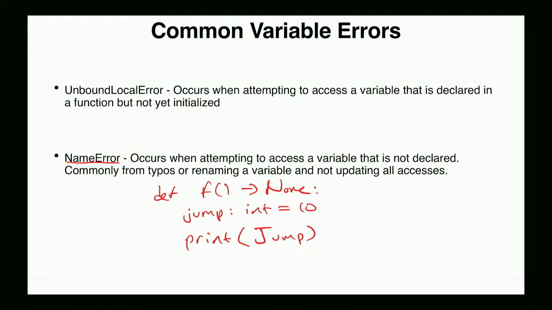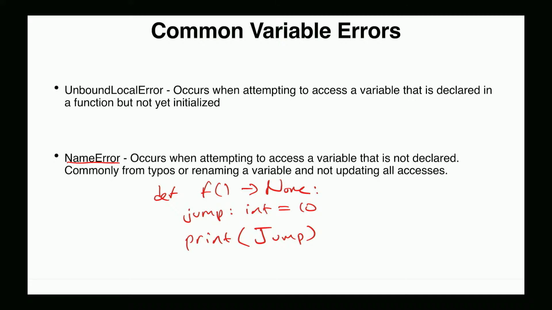We would see a name error, because when we use our name resolution rules and try to see what is jump with a capital J, no one's ever defined anything named jump with a capital J. It looks like this name has never been defined. So this is different from a name that has been declared or defined but not yet initialized. And it says, I don't know what this name is that you're referring to. I'm going to throw up my hands.